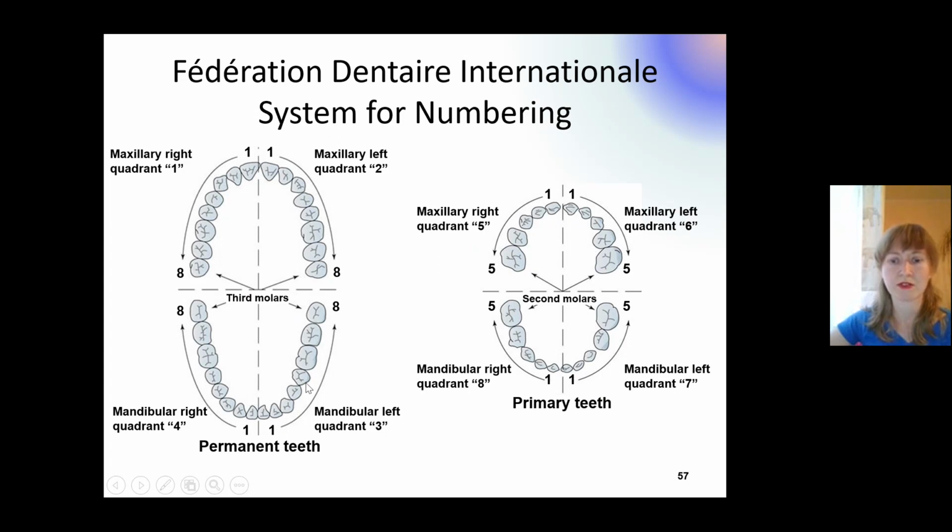And the same for the other quadrants. For temporary teeth, a similar idea, but the quadrants are numbered 5, 6, 7, 8. The first number is the number of the quadrant, the second number is the number of the tooth. So 51, 52, 53, 54, 55.